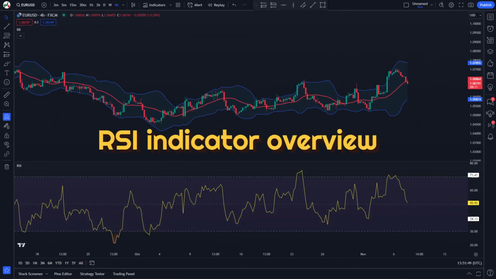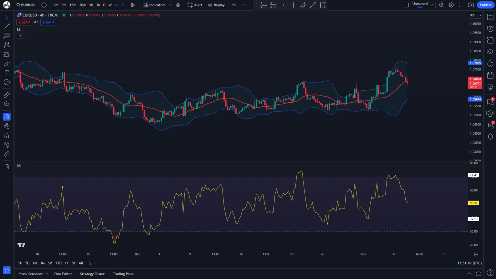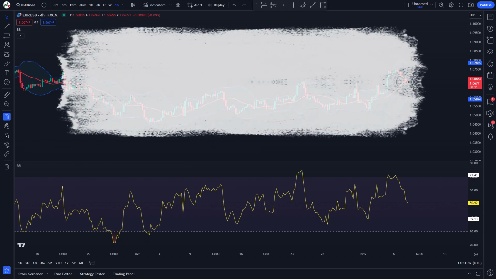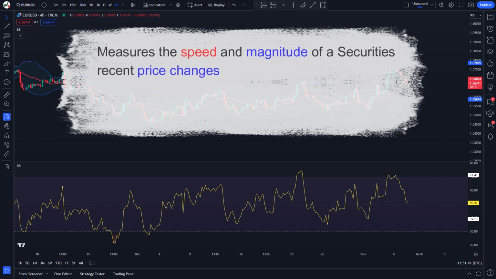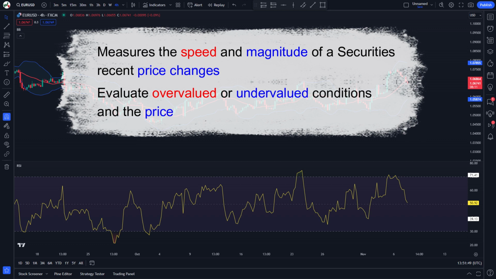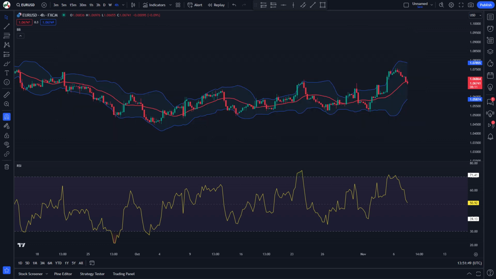What is the Relative Strength Index or RSI indicator? The Relative Strength Index, or RSI, is a momentum indicator used in technical analysis. RSI measures the speed and magnitude of a security's recent price changes. It helps to evaluate overvalued or undervalued conditions in the price of that security. The RSI is displayed as an oscillator, or a line graph, on a scale of 0 to 100.